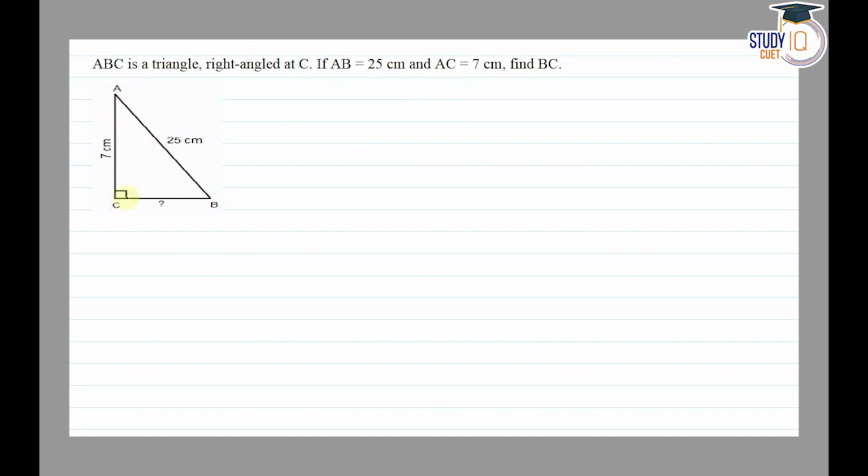So हमें perpendicular and hypotenuse given है, हमें base find out करना है. So by Pythagoras theorem, hypotenuse square is equal to perpendicular square plus base square.